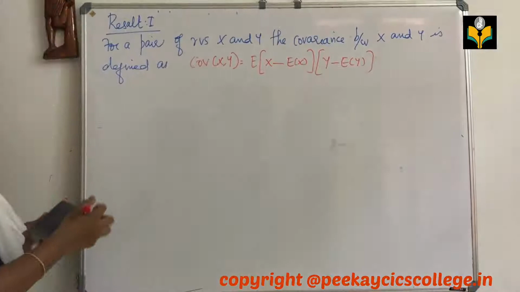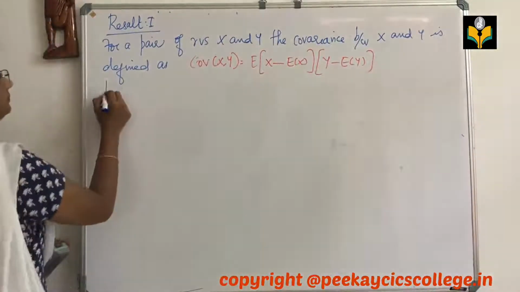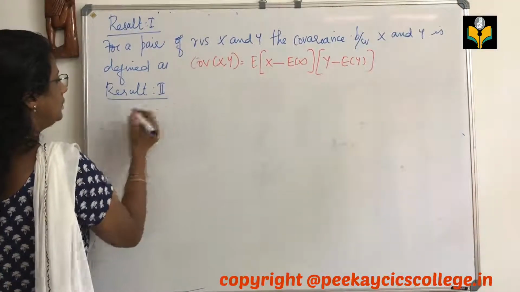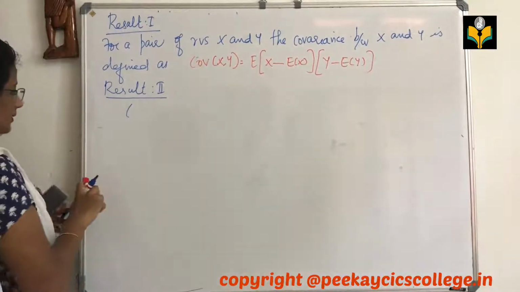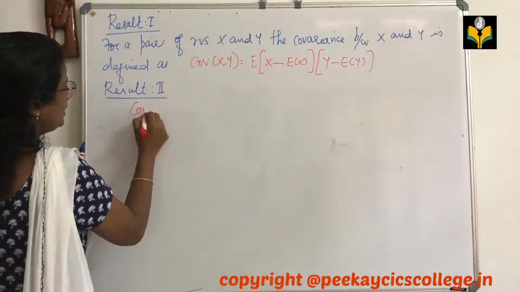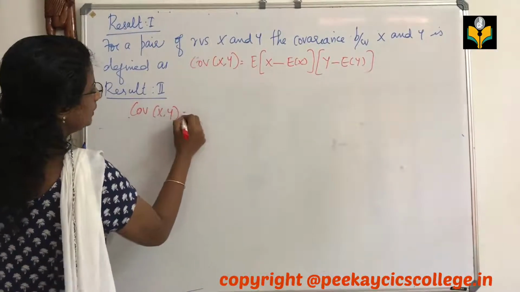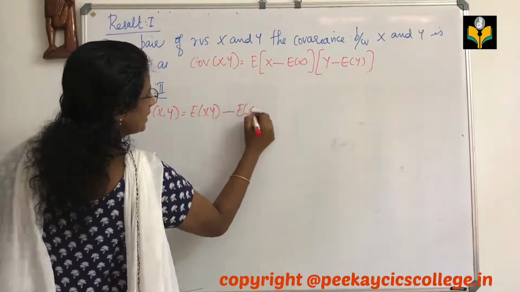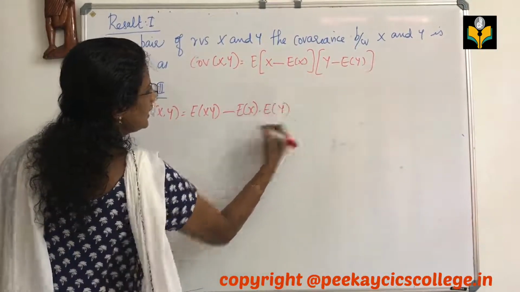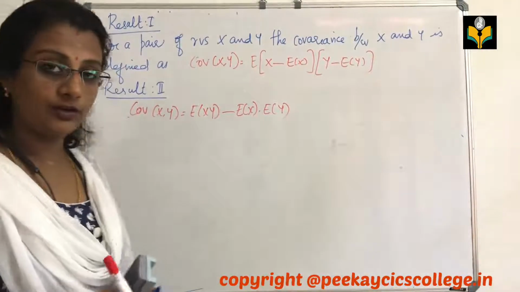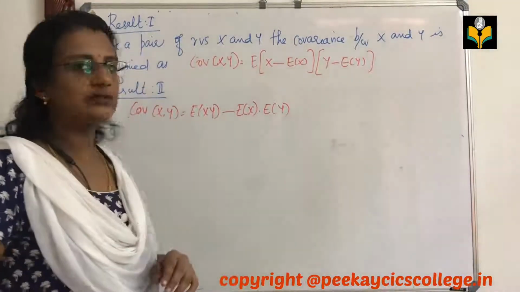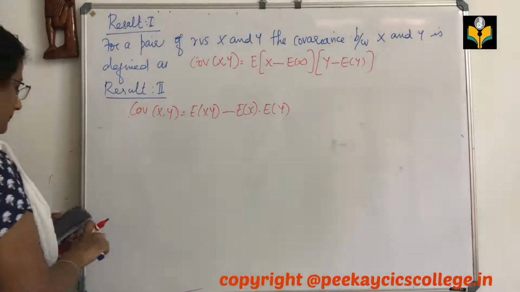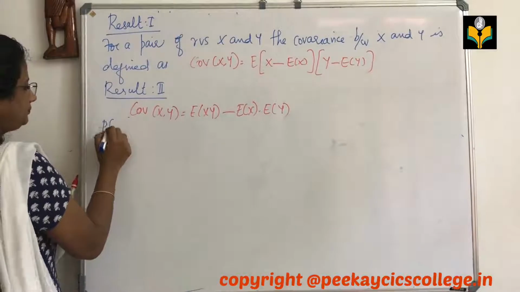Okay, we have another formula: expectation of xy minus expectation of x into expectation of y. Another formula for covariance of xy equal to E of xy minus E of x into E of y. We want to prove this result. Okay. Proof.